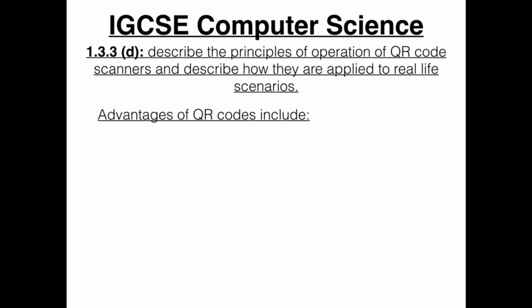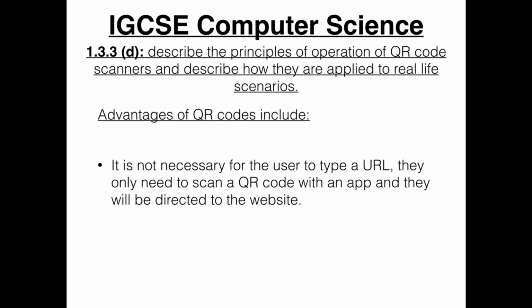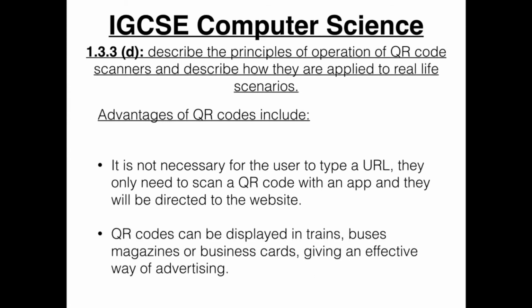So, as said, an advantage of QR code is it's not necessary for the user to type a URL, as they only need to scan a QR code with an app, and they will be directed to the website. And secondly, QR codes can be displayed pretty much anywhere in public that's suitable, like trains, buses, magazines, business cards, and this gives an effective way of advertising.